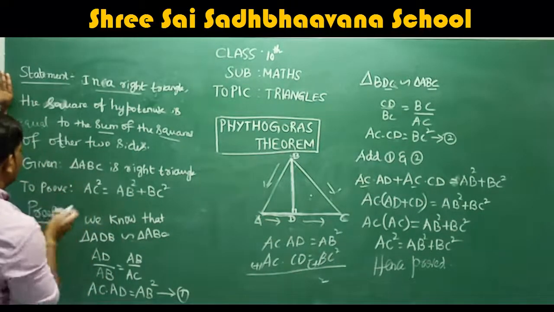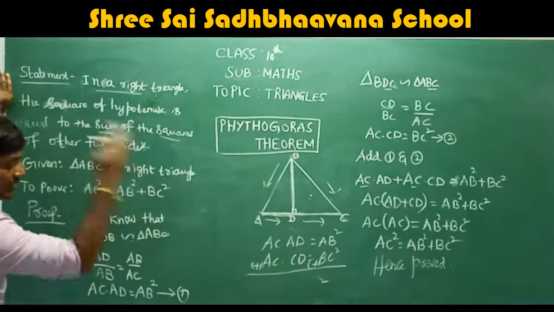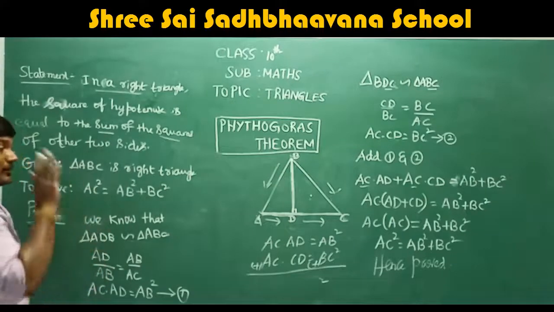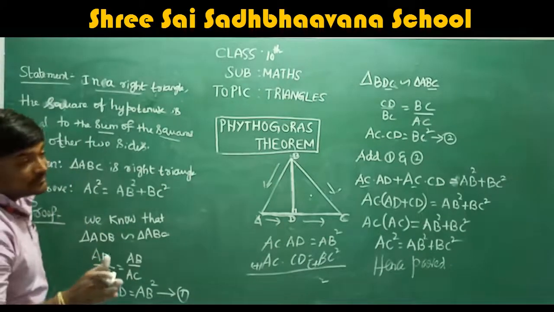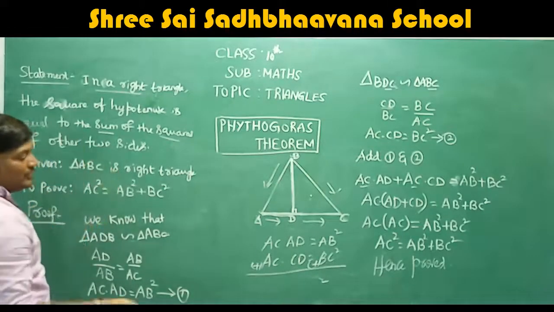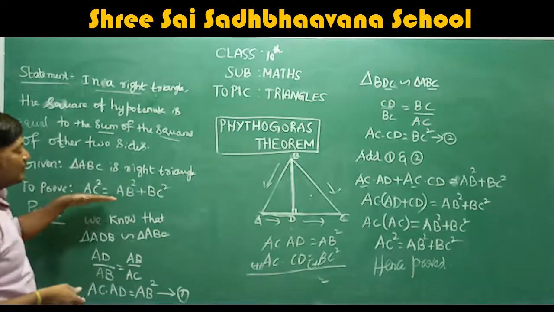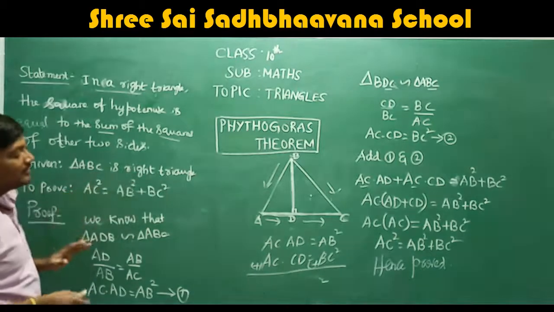To prove this, what is given in this case is only that ABC is a right angle triangle. As I discussed with you, this theorem is applicable only for right angle triangles. You cannot apply this for any other kind of triangles, obtuse and acute. And what we have to prove? We have to prove AC square is equal to AB square plus BC square.